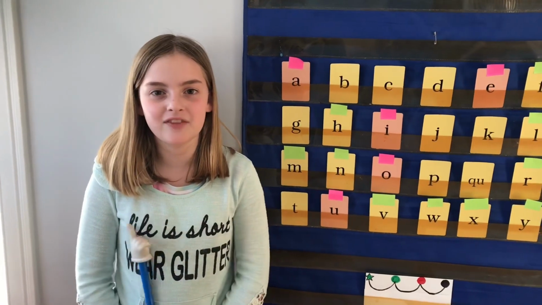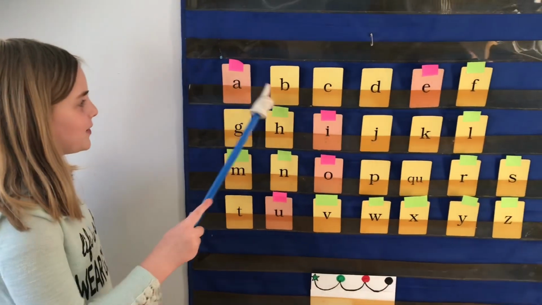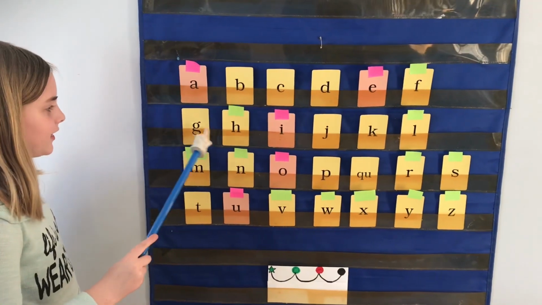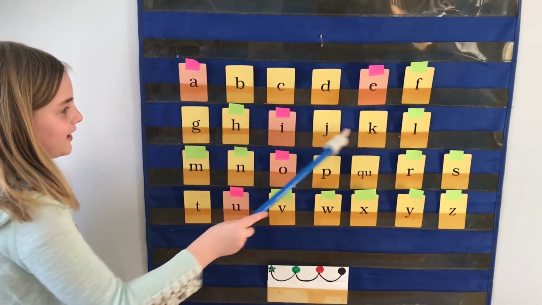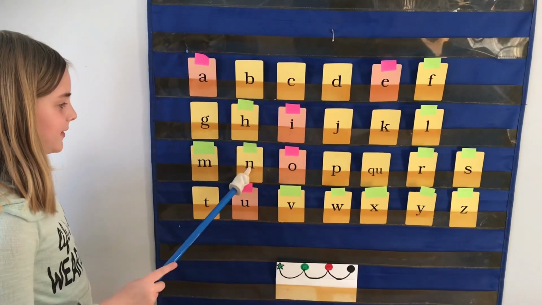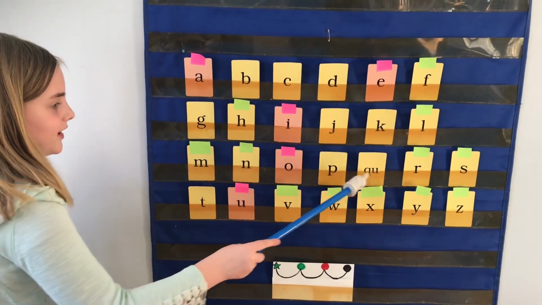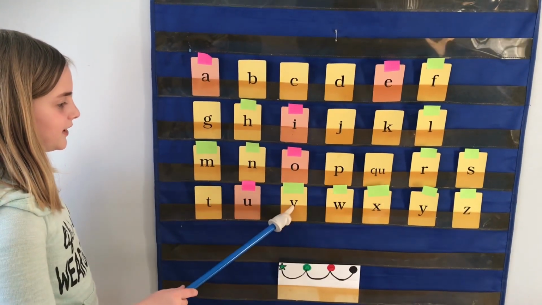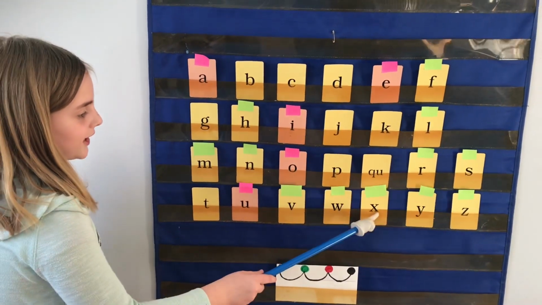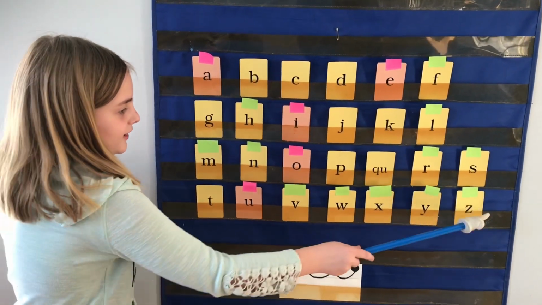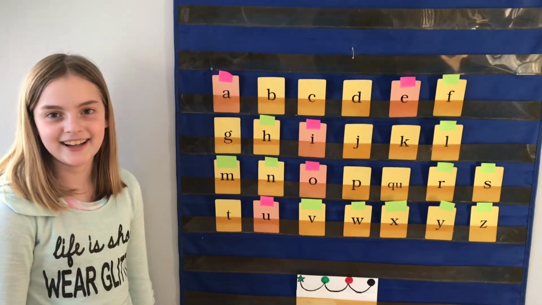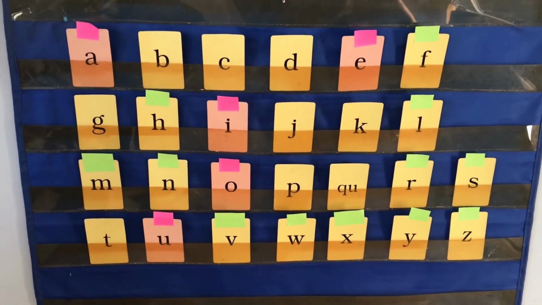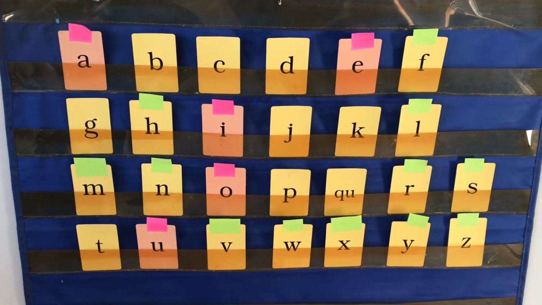First we're going to start with the alphabet. Here we go. A, B, C, D, E, F, G, H, I, J, K, L, M, N, O, P, Q, R, S, T, U, V, W, X, Y, and Z. Now I know my ABCs. Next time, won't you sing with me?